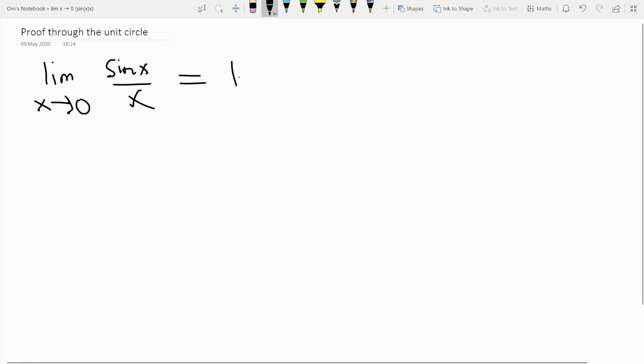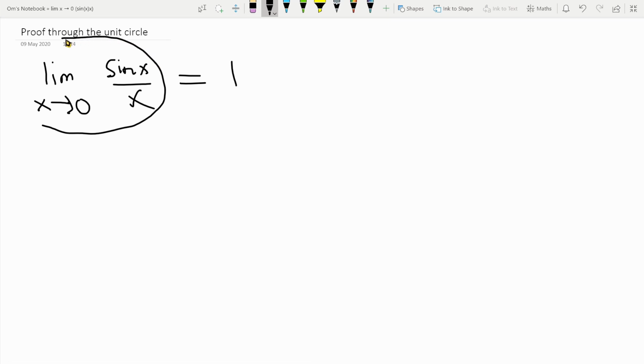But the thing is, the L'Hopital rule is based upon differentiating, and the derivative of sine x is only possible if you know what this limit over here is. So you cannot use the fact that the derivative of sine x is equal to cos x without actually knowing what the result of this limit over here is. So it's not actually possible to evaluate this limit using the L'Hopital rule.